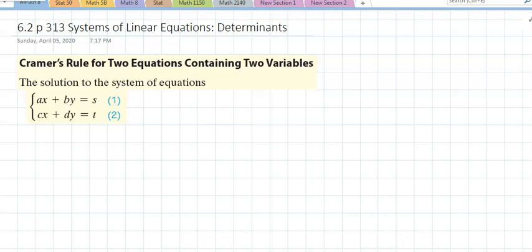Section 6.2 is on page 313, and it talks about systems of linear equations and determinants. We already discussed determinants in section 4.7. We did the determinant for a 2 by 2, and we did the determinant for a 3 by 3. We used it for the cross product, if you remember. So given a system of equations, this is Cramer's rule to solve systems of equations.